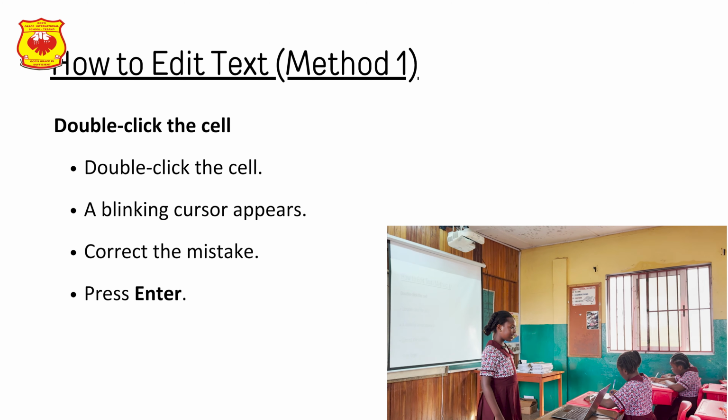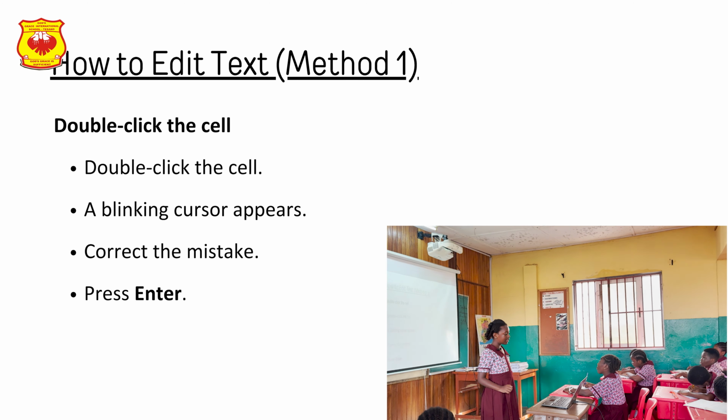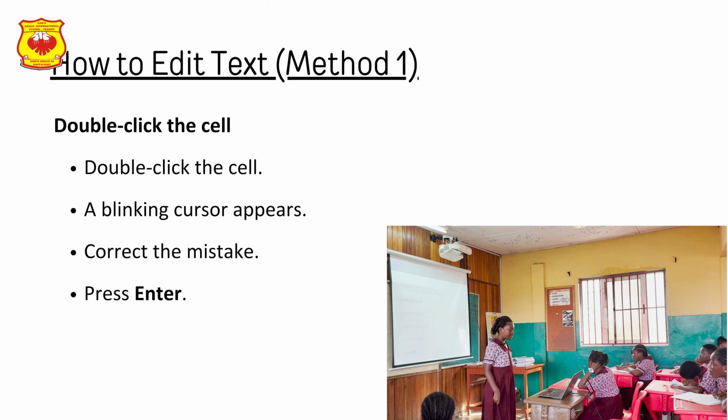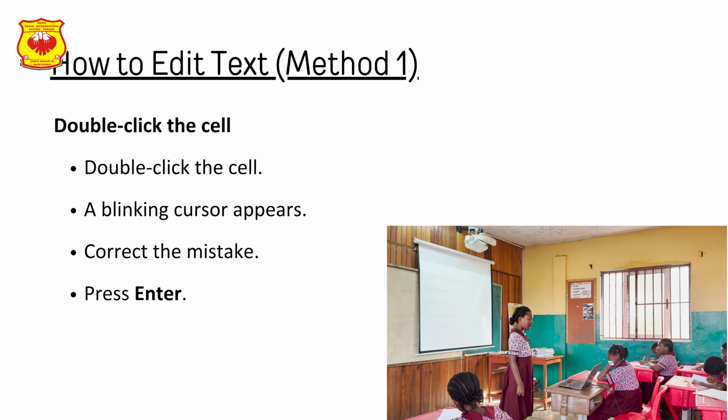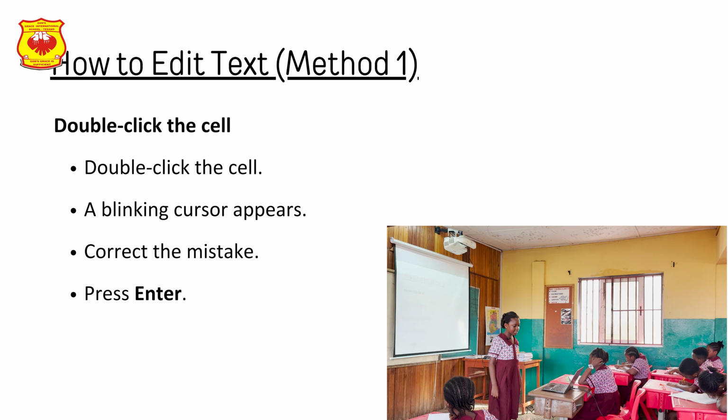How to edit text. Method 1. Double click the cell. A blinking cursor appears. Correct the mistake. Press enter.